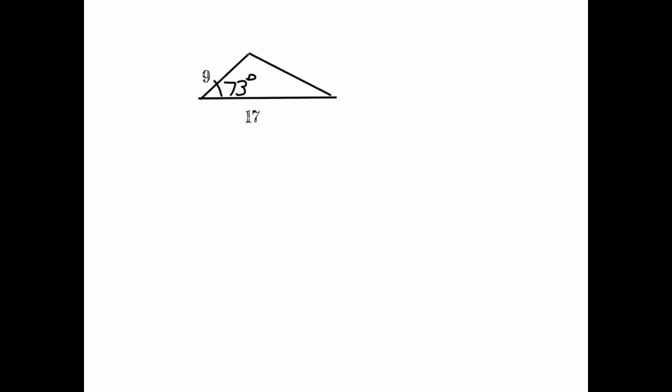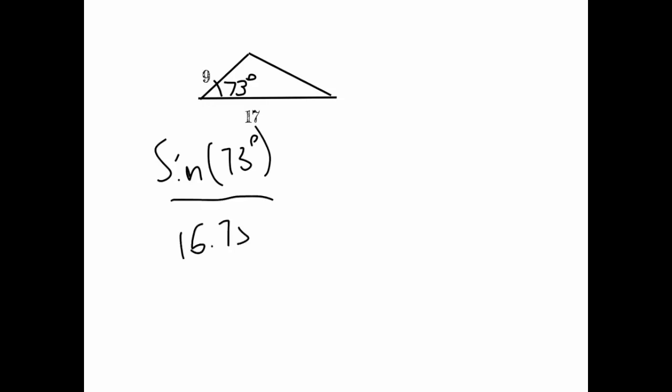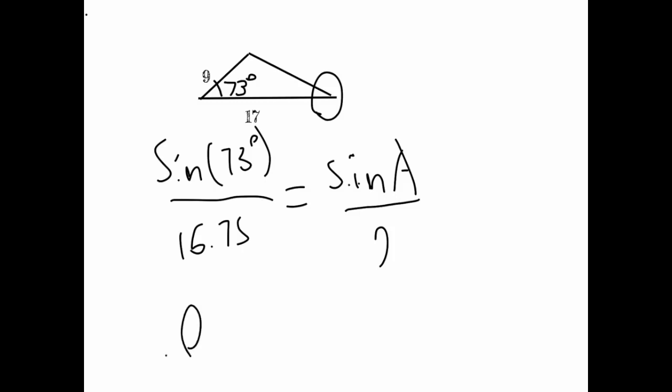So we've got sine of C, which is equal to the sine of 73 degrees, over 16.75, is equal to the sine of angle A, right here, over 9. Now, sine of 73 degrees over 16.75 is equal to 0.057. So 0.057 equals sine of A over 9.